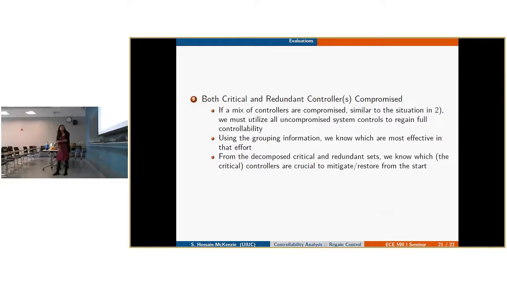And that's the same case when we have both critical and redundant controllers compromised. We're going to utilize all the uncompromised system controls to try to regain full controllability. But again, we'll be using the grouping information, those line flow groups or control support groups, to be the most effective in that effort. And from the decomposed critical and redundant controller sets, we know we need to try to restore the critical controllers first.